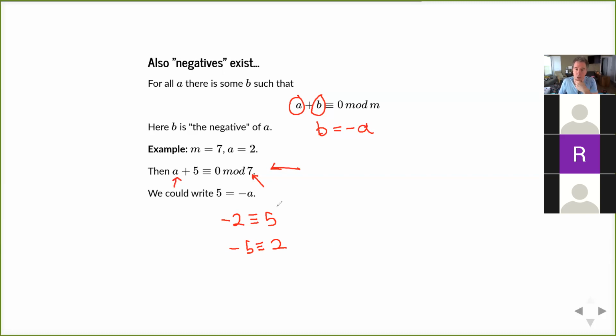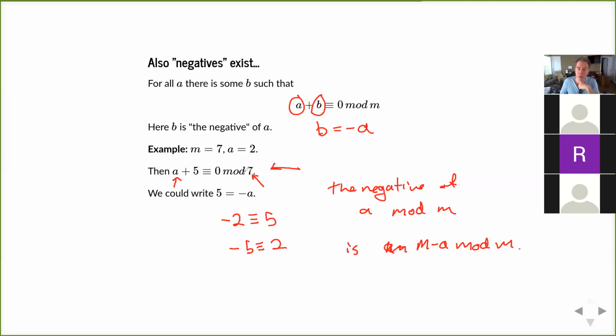Negative numbers are just, the rule actually is very simple. The negative of a mod m is m minus a, mod m.